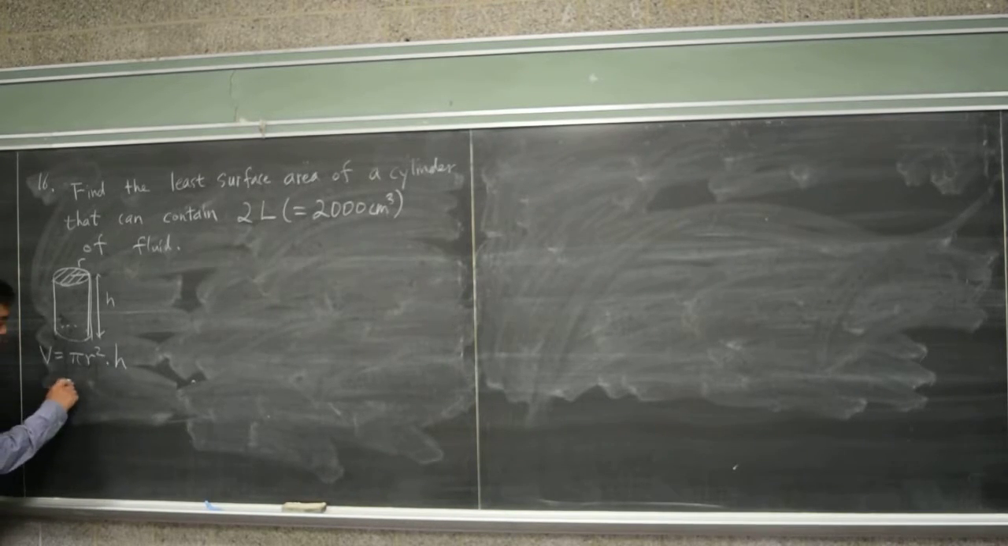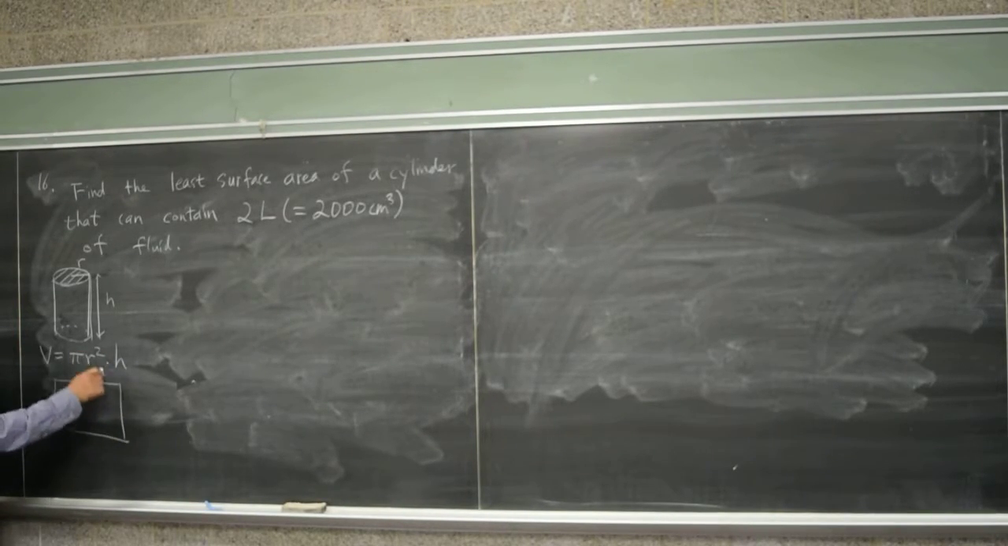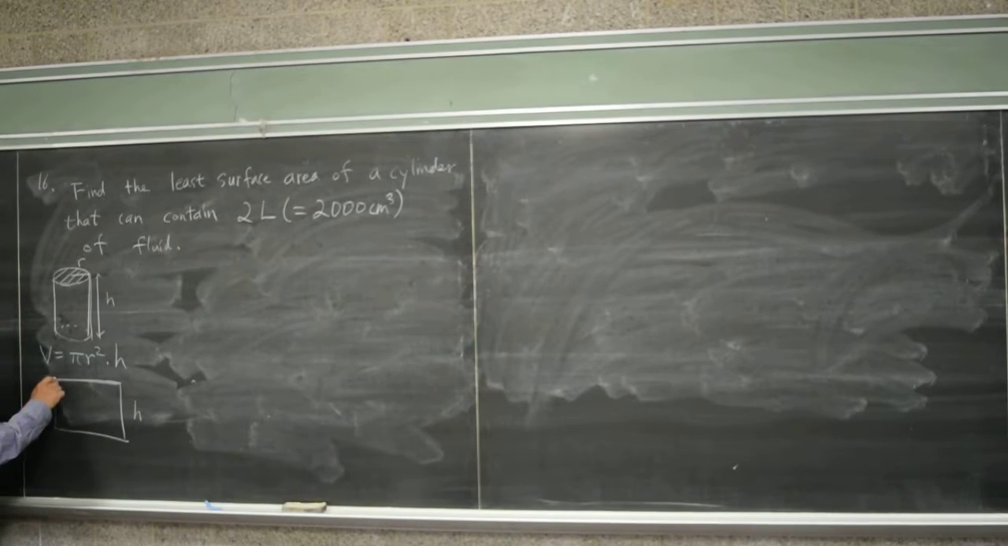The rectangle that you get will have the height. What will be the height? It'll be the same as h, right? What will be this length? It will be the same as the circumference of this circle because this wraps around that circle, right? Now, what's the circumference of a circle? 2 pi r. That's 2 pi r, and that's h, and therefore the area of this thing is 2 pi r h.